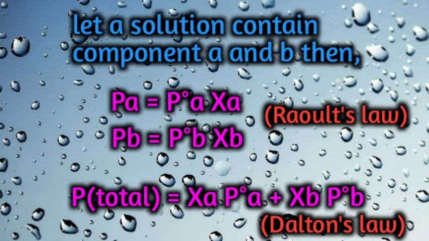In that, if we want to calculate the total vapor pressure because of those two components, first we have to use Raoult's law. From that we will be able to calculate the partial pressure of component A and component B according to Raoult's law equation. That is, Pa equals P naught A into XA and Pb will be equal to P naught B into XB. And by Dalton's law we will be able to calculate the total vapor pressure, which is equal to the partial pressure of A plus the partial pressure of B. From Raoult's law we got the final equation as shown.